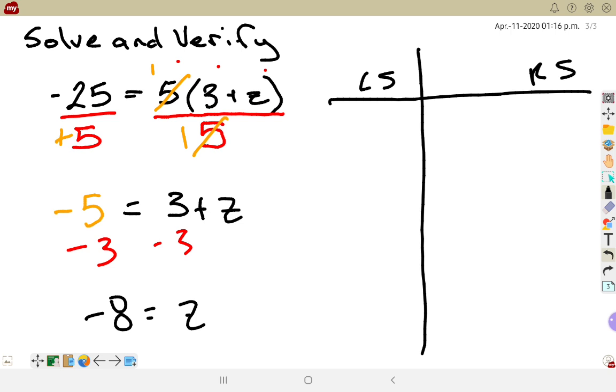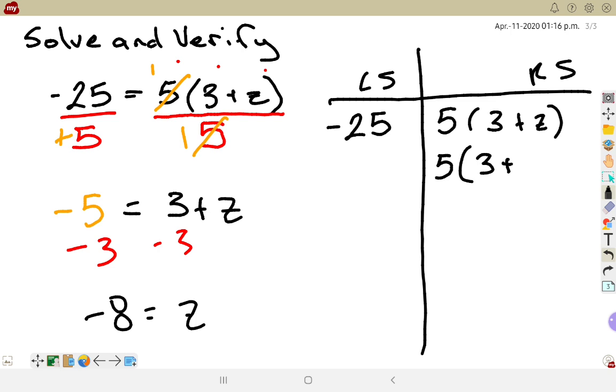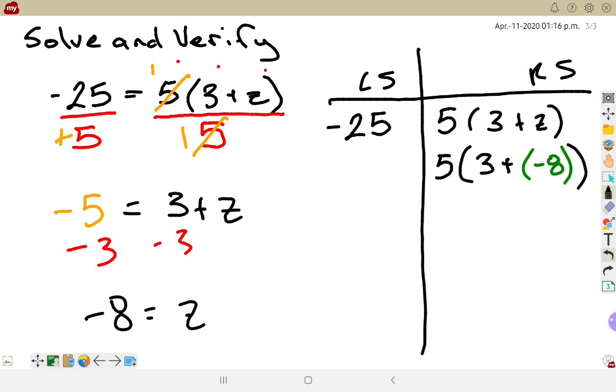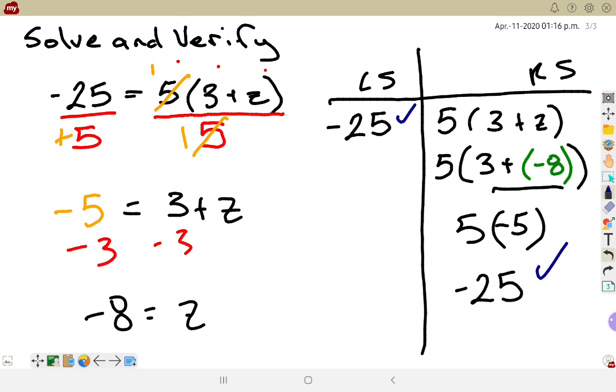So the left-hand side of the equal sign started as negative 25. On the right-hand side, we had 5 times 3 plus z. So I'm going to replace the z with that negative 8. So it's now 5 times 3 plus, and then we've got our negative 8 here in brackets. So inside the brackets, we've got 3 plus negative 8. Well, 3 plus negative 8 is negative 5. And then we've got that 5 in front, and 5 times negative 5 is negative 25. So we still got the same thing on both sides of the expression.